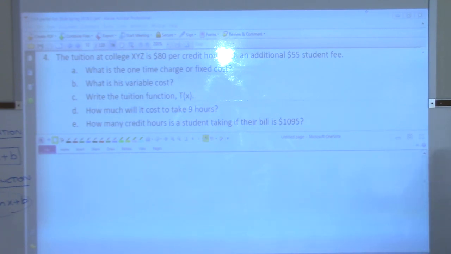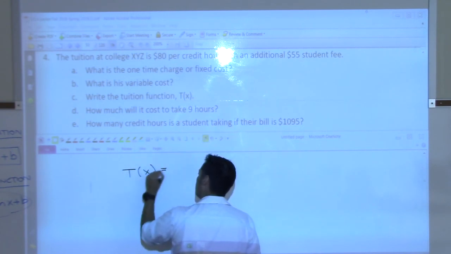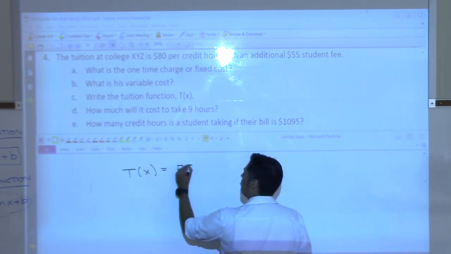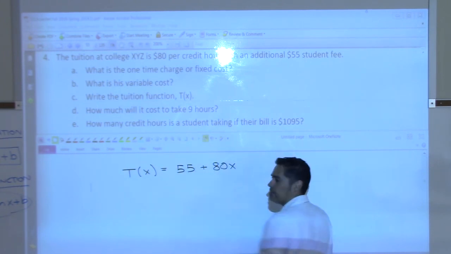David? Yeah, okay, you're back up. Part C, David. They want the tuition written as a linear function now, where x, now they don't say it here, but we're going to assume that x is the number of hours the student's going to take, all right? So that student could take 1 hour, 2 hours, 3 hours. So can you help get the linear? 55, so that's our fixed cost, plus 80x. There you go, 80x.